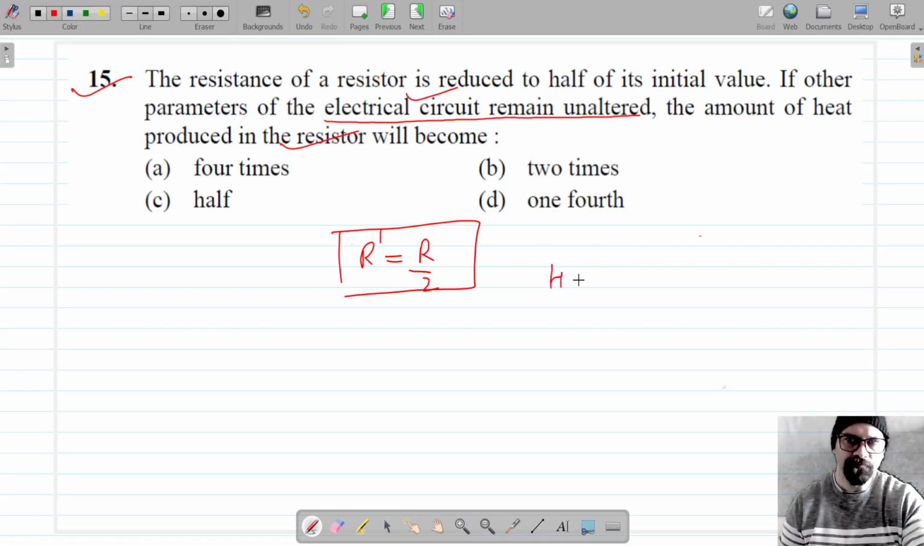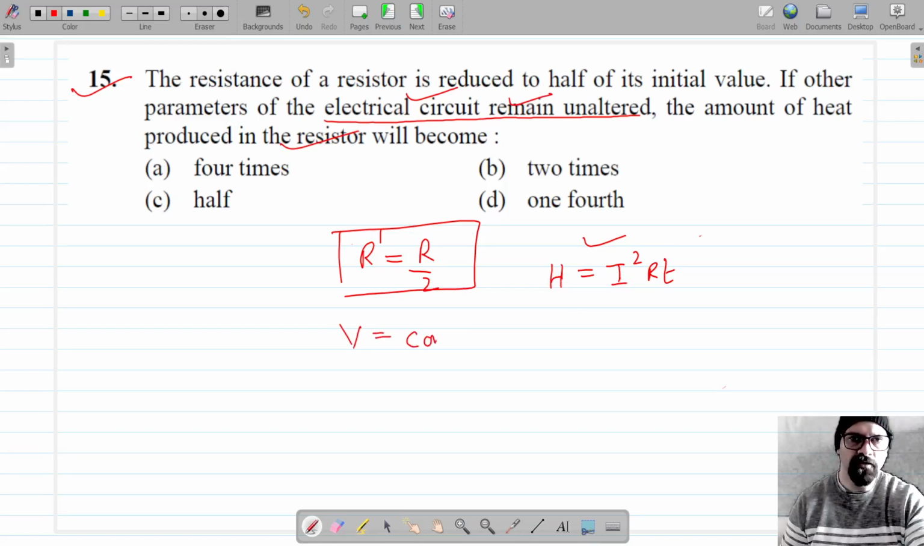And we know that heat produced in a circuit is given by Joule's law of heating, that is H is equal to I square RT. But we are not going to use this as it is, because when resistance is reduced, the current is also changing. It's given that the other parameters remain unaltered. So that means V is constant. We are going to take only those parameters which are unaltered. So this is going to change.